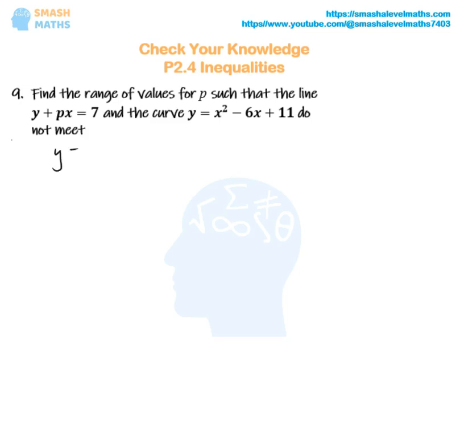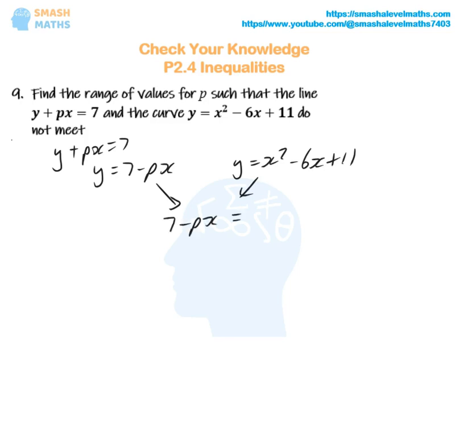So we've got y plus px equals 7. Let's go y equals 7 minus px. And then we've got y equals x squared minus 6x plus 11. So standard stuff here would be to put the two things equal to each other. So let's go for 7 minus px equals x squared minus 6x plus 11.